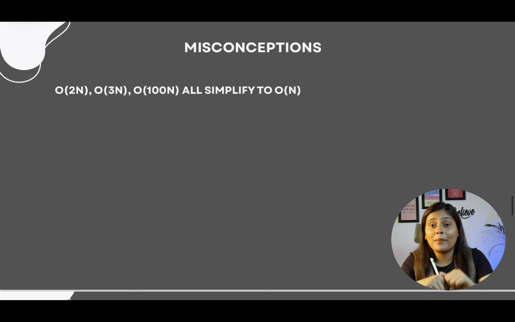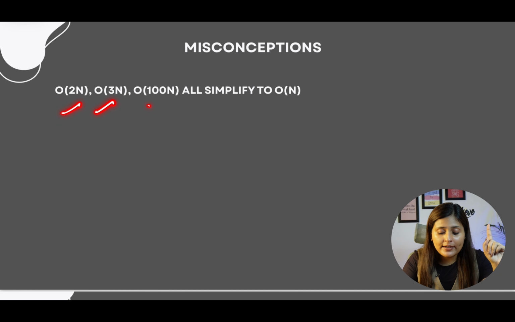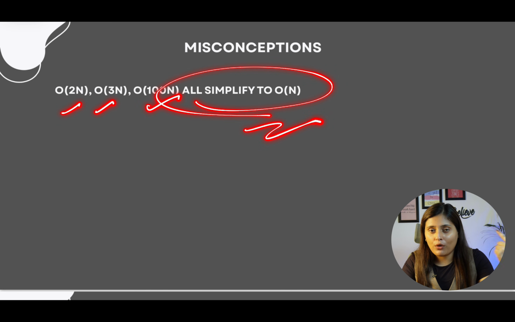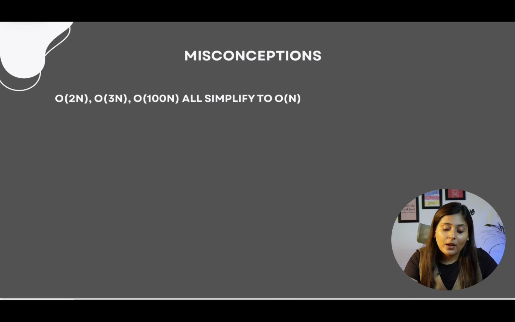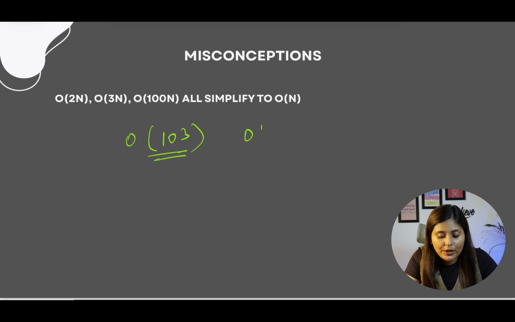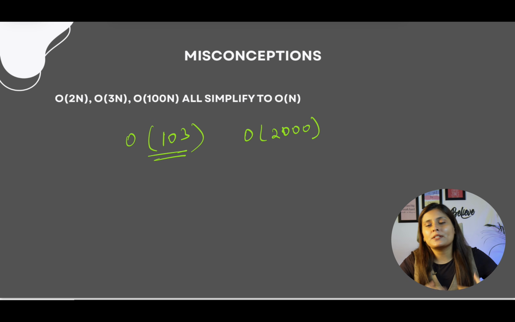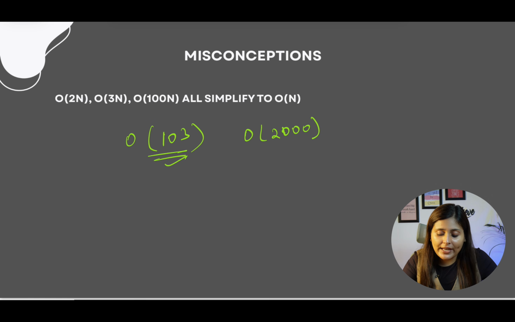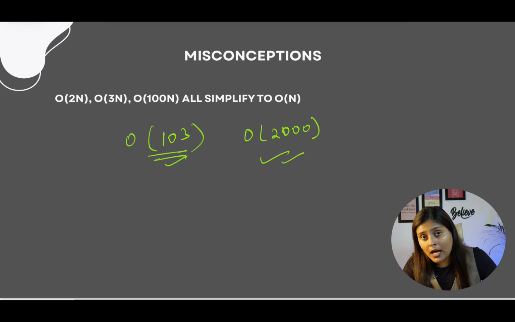Now misconception number 2. 2n, 3n, 100n all are simplified to O of n. See, in the time complexity now, suppose the constraint is 10 power 3, so 1000. So when we are saying O of n, which is 1000, O of 2n will be 2000, right? So as per the time complexity, O of n, 2n, 3n, kn will always be considered as linear approach, but only when the constraint is small.